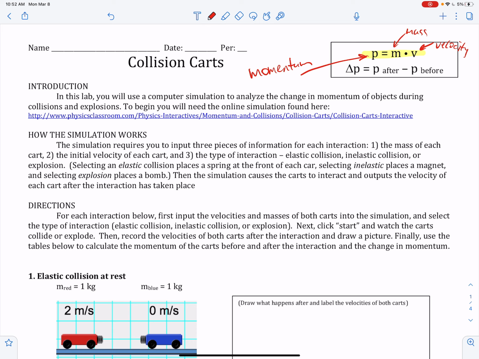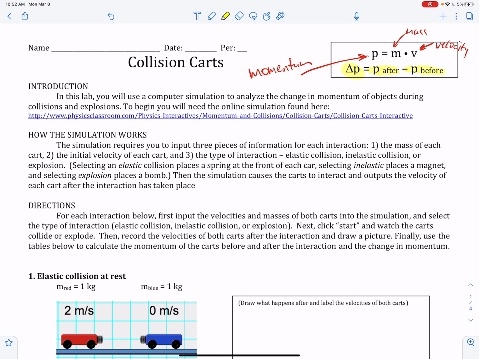Okay, and then in addition, I've got this other equation, which is just a way of talking about the change in momentum, right? Delta P, change in momentum. Anytime we're talking about change in physics, we're always doing the final minus the initial. So in this case, I'm just showing the momentum after a collision minus the momentum before a collision. Okay, change in momentum.